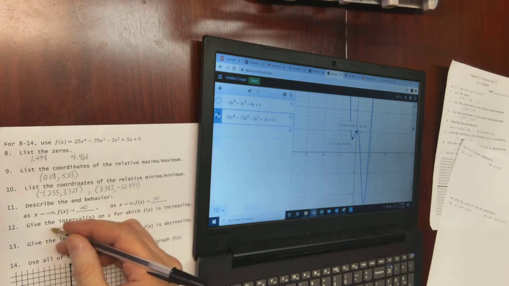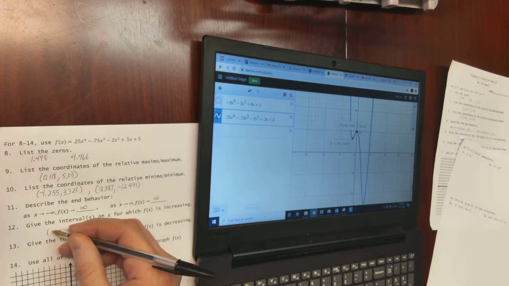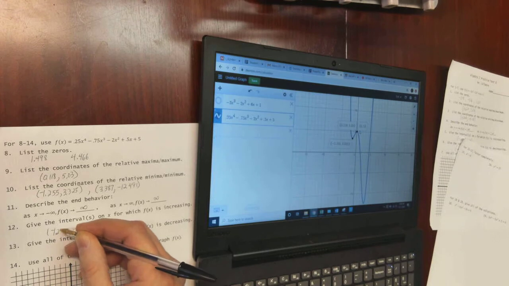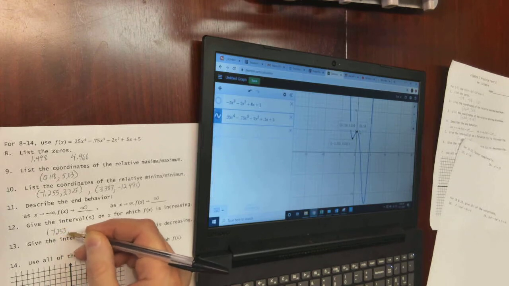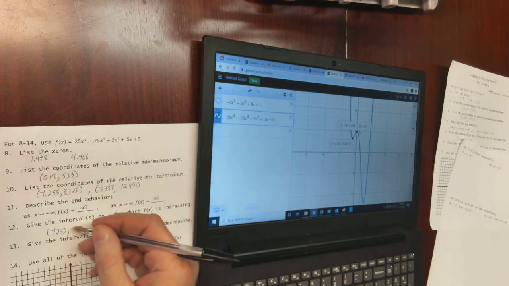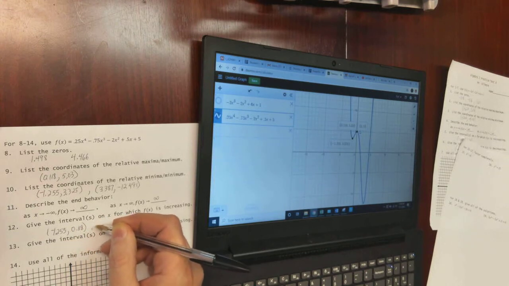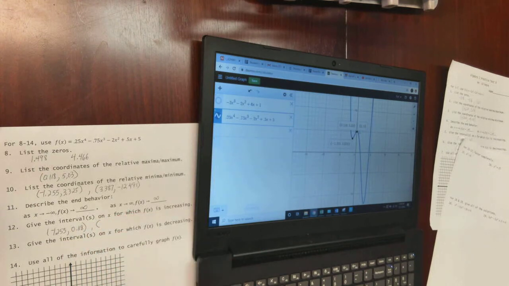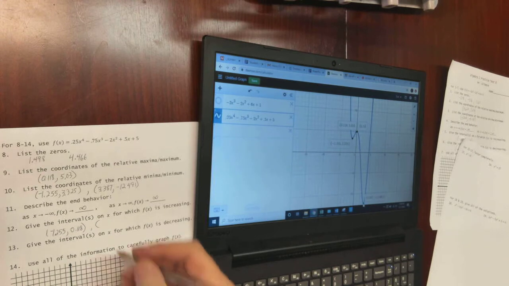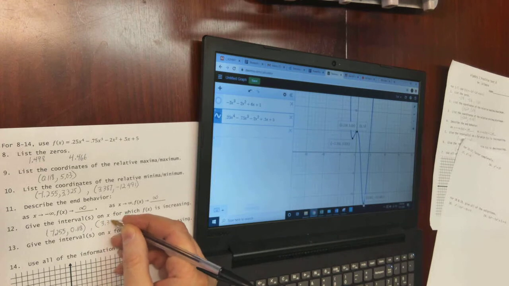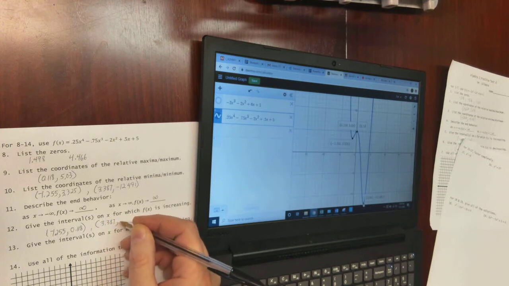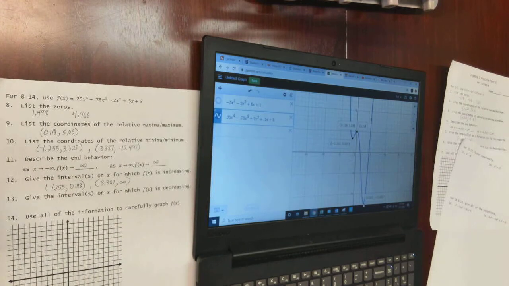So we're increasing, negative 1.255 until 0.118. We're also increasing from this 3.387 until it keeps increasing to the right, infinity there.